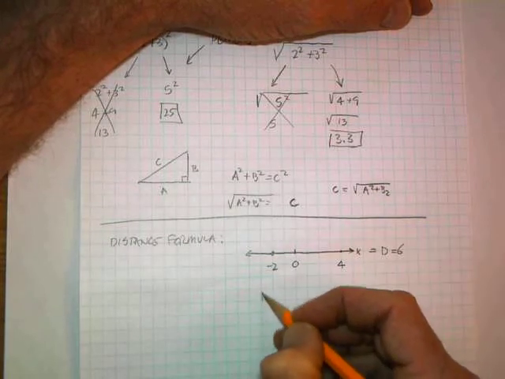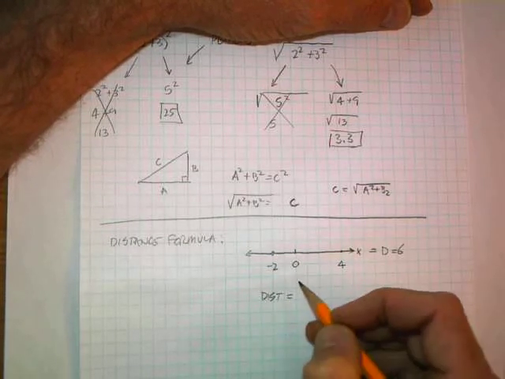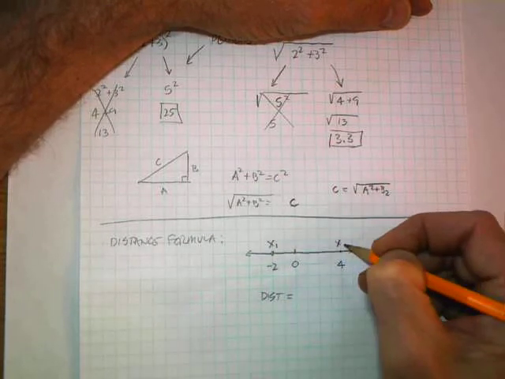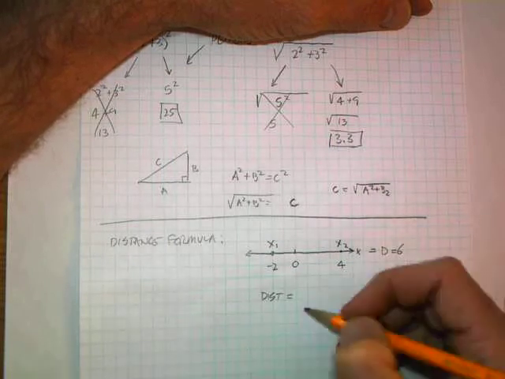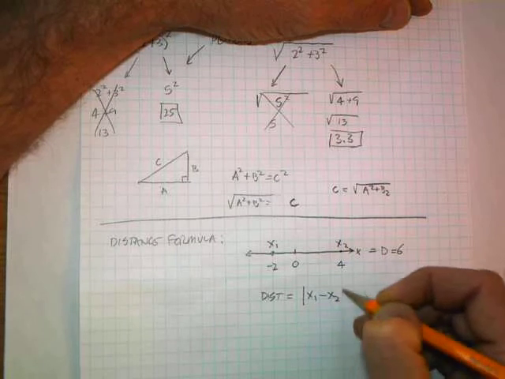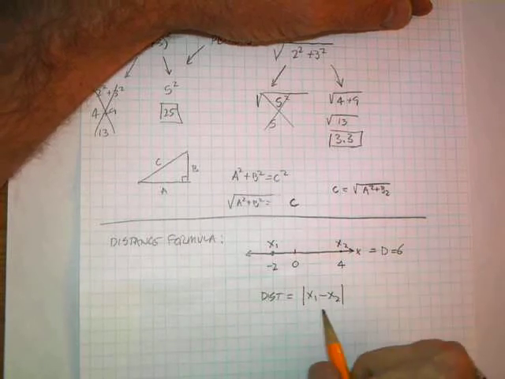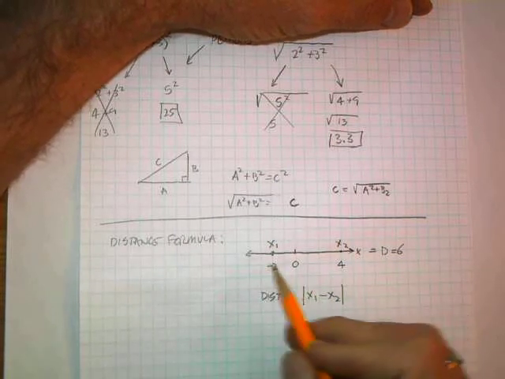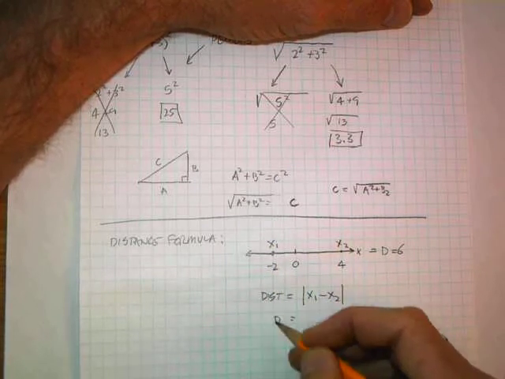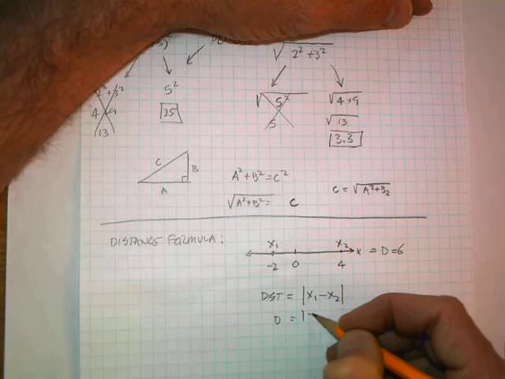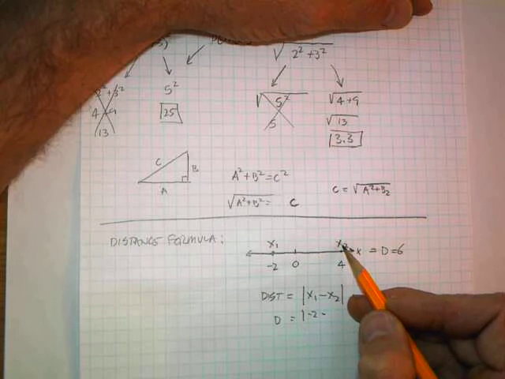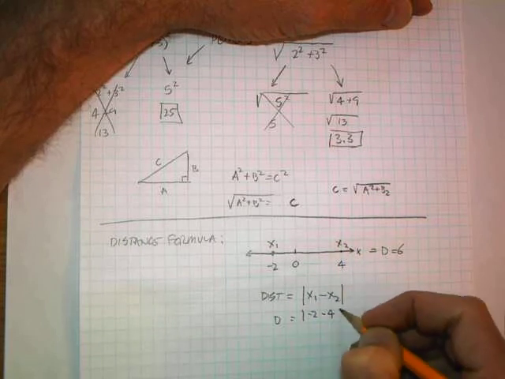the distance formula is this. Distance is going to be, we're going to give these a number. We're going to call this x1, and we're going to call this x2. Okay, so the distance is the absolute value of x1 minus x2. So let's just try it out. What is x1? x1 happens to be -2. So we're going to say d, shortening the d for distance, is the absolute value of -2 minus x2, which is 4.